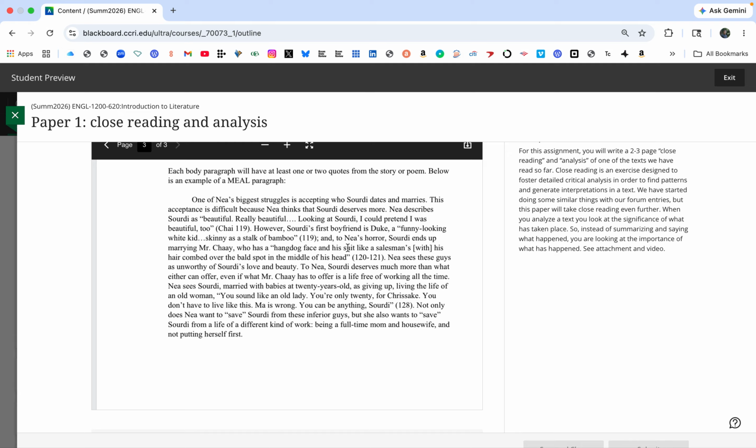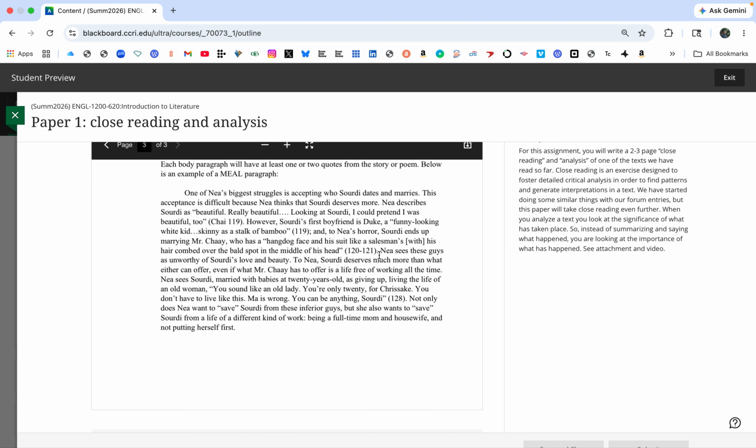And here's my analysis. So that's the evidence, right? The quote. Main idea, evidence, which is a quote. And then after the quote, you're going to analyze the quote and say what it's doing. Why is it significant? Nia sees these guys as unworthy of Sortie's love and beauty. To Nia, Sortie deserves much more than what either can offer, even if what Mr. Che has to offer is a life free of working all the time. Nia sees Sortie, married with babies at 20 years old, as giving up, living the life of an old woman.